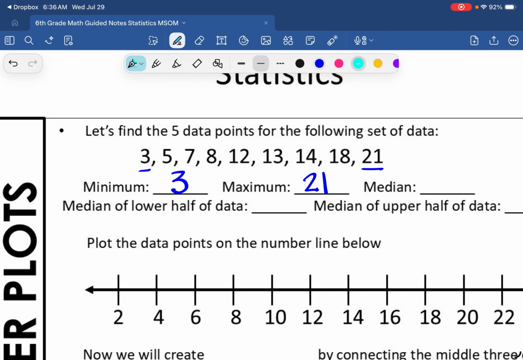And then I need the middle of the data. And there are 1, 2, 3, 4, 5, 6, 7, 8, 9 data points. So my middle data is going to be right there. That's 4 on each side. So my median is 12.